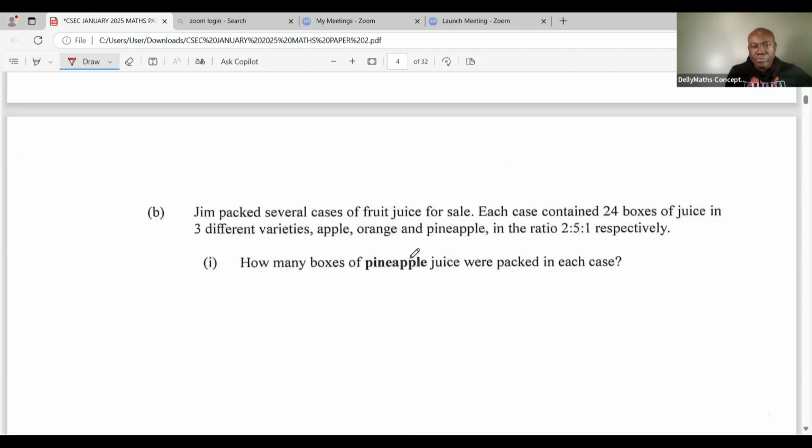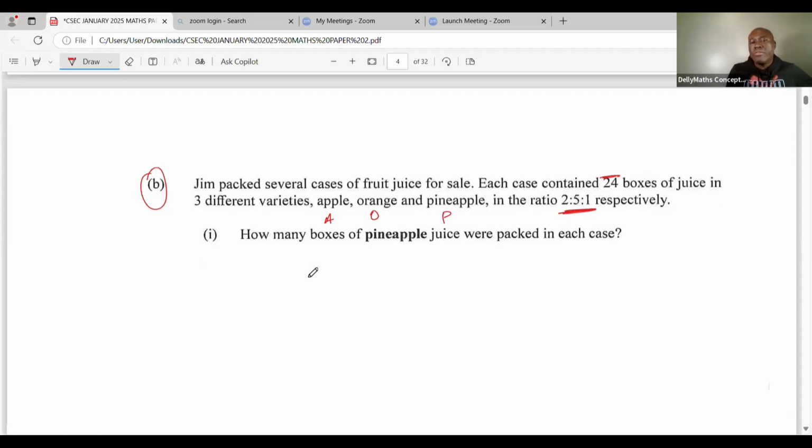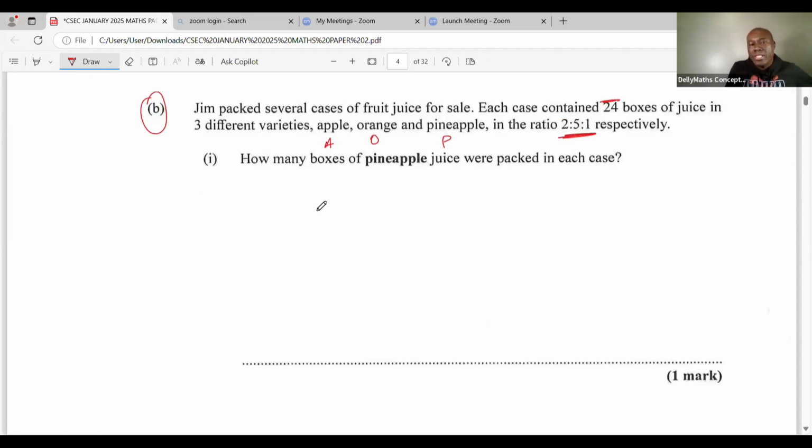Let's see what this is saying. Part B says Jim packed several cases of fruit juice to sell. Each case contained 24 juices of different flavors: apple, orange, and pineapple. The ratio is 2 to 5 to 1, respectively. How many boxes of pineapple juice were packed?